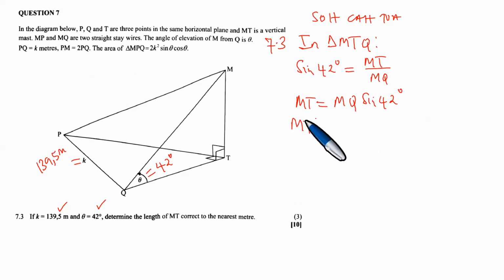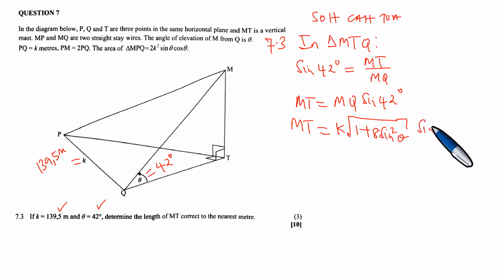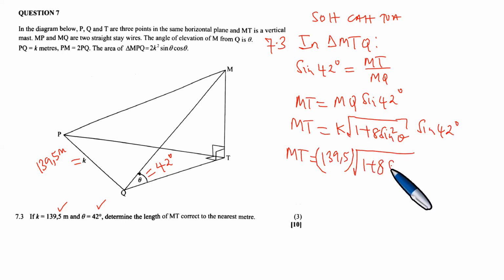So here we have MT only. MT is K times the square root of 1 plus 8 sine squared of theta, times the trigonometric sine of 42 degrees. And we are in business now, which means we can proceed to solve the problem because we already know our K, which is 139.5 meters. And we have the square root of 1 plus 8, and the sine of the angle theta, which is 42 degrees, times the trigonometric sine of 42 degrees.